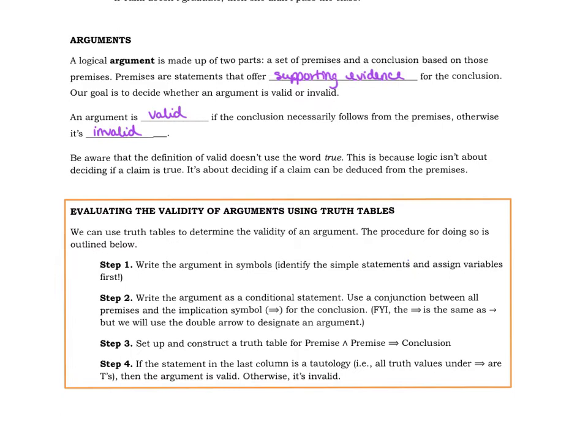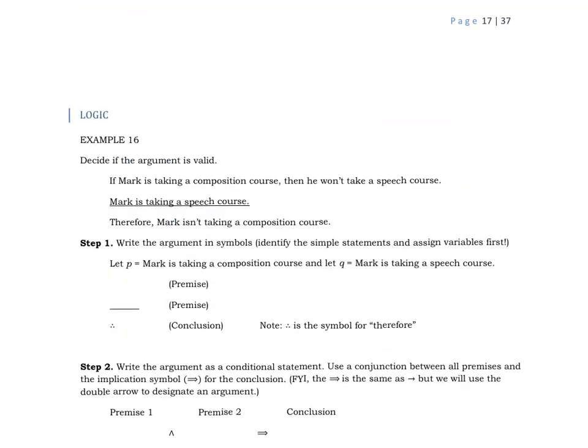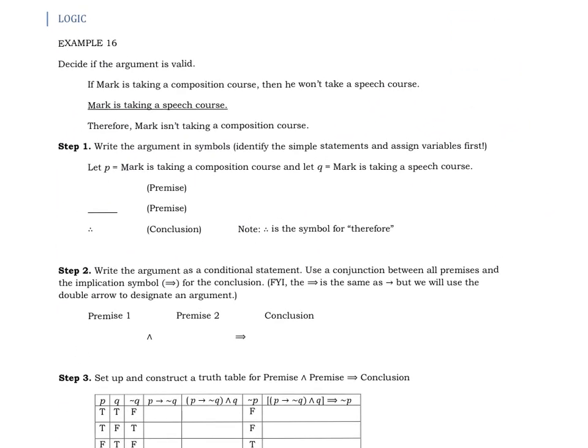Then we make a truth table for premise and premise implies conclusion. And then if the last column is a tautology, and that word just means all of the outcomes in that column are true, then the argument is valid. Otherwise, it's invalid. So let's go to the next page and walk our way through an argument, most of which I have written out for us.